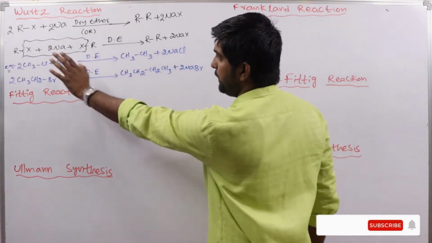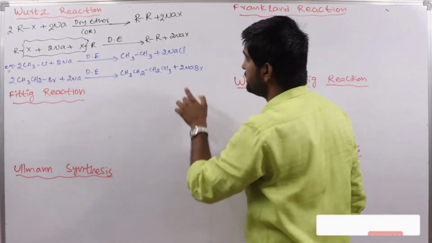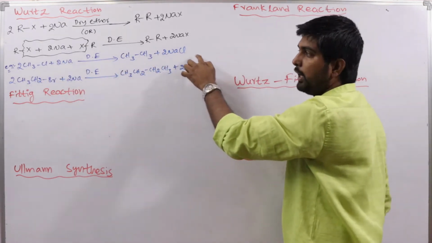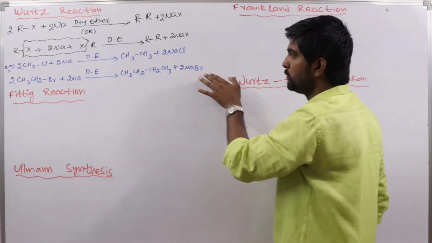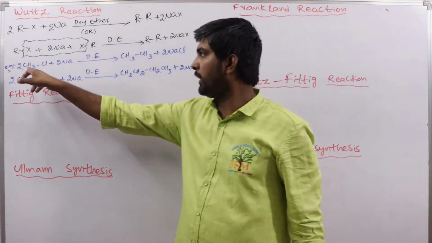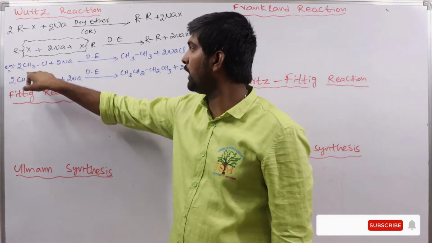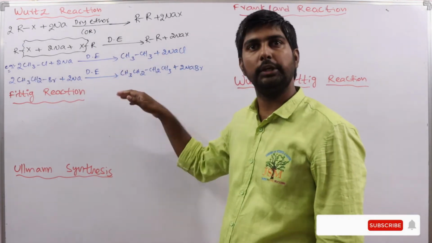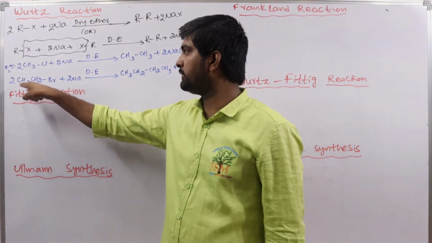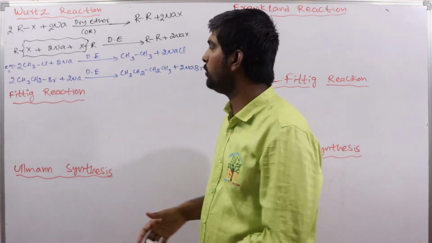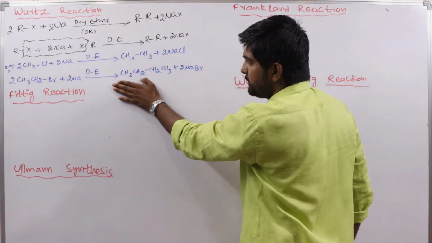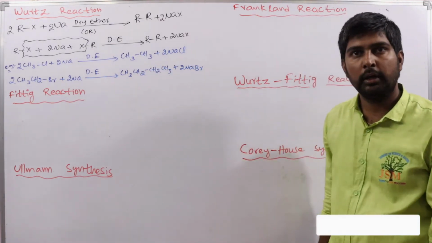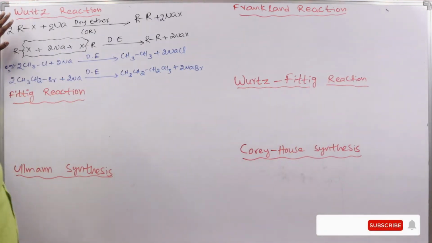Clear? Overall, the halogen and sodium are removed as sodium halide. If chlorine is here, we have sodium chloride. If you have bromine here, we have sodium bromide. If the alkyl group is CH3, the product is CH3CH3 or C2H6. If CH3CH2 is the alkyl group, the product is CH3CH2CH2CH3 or C4H10. In this way we can easily remember the Wurtz reaction.